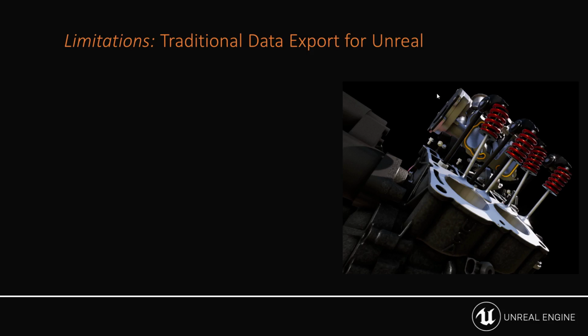So, limitations of traditional data export for Unreal. We lose our hierarchies. We lose our scene organization. That's a problem. When we get to dealing with CAD data, as we've seen, when it can be objects in the thousands, we want to have the ability to have our scene organized. We want those hierarchies and those groupings. We lose layers if we're working with something like layers. We lose those. They don't come over in FBX translation.